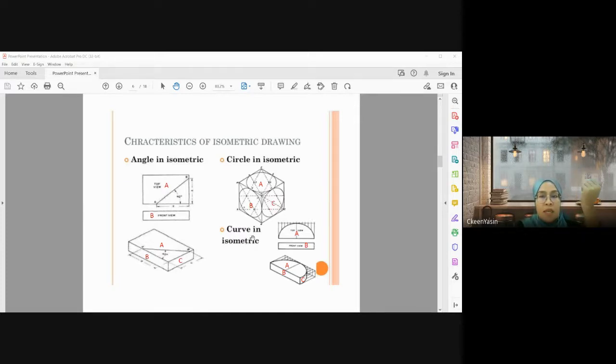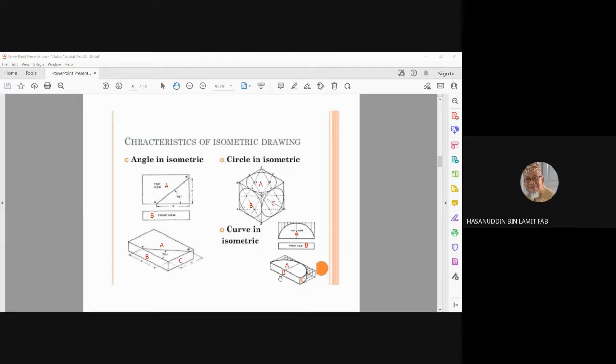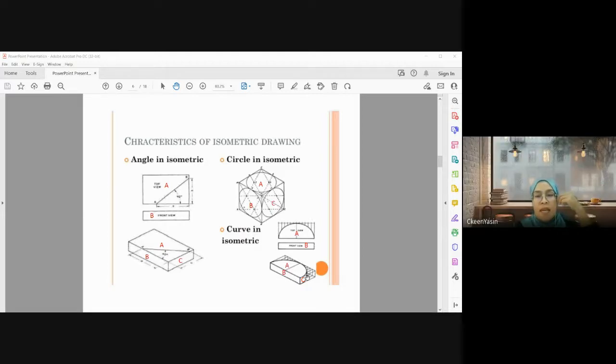And the third one is curve in isometric. If you have a curve, say a half round of an element, then on top view, this is the plan. It will look like this. On the side, it would look something like this, just an ordinary square. And then on the isometric view, it will look something like this. This is the top view, this is the front view, and this is the side view. A, B, C: A is top, B is front, and C is the side. So this is the difference in characteristics of isometric.